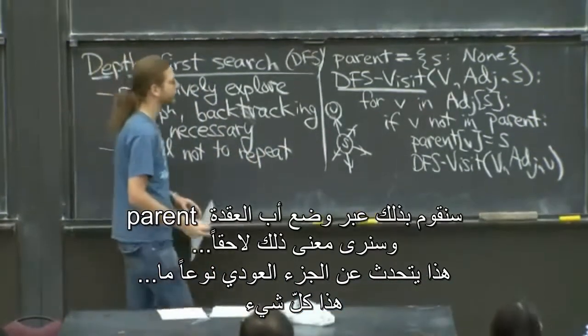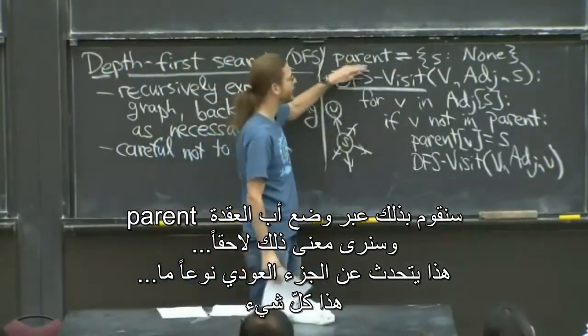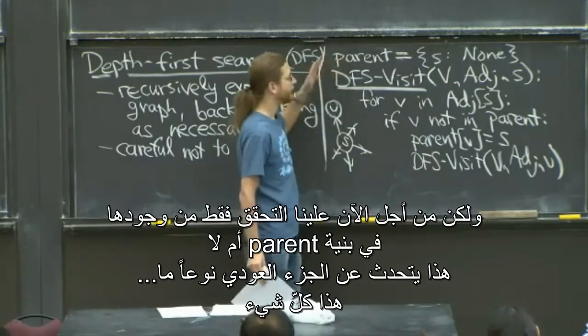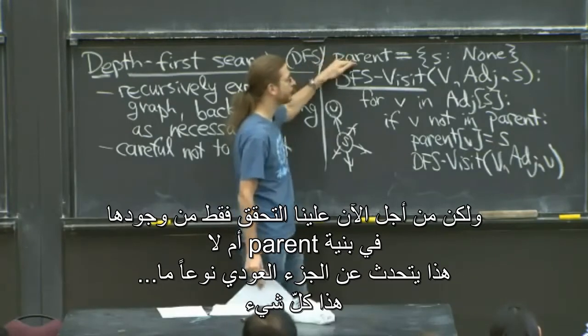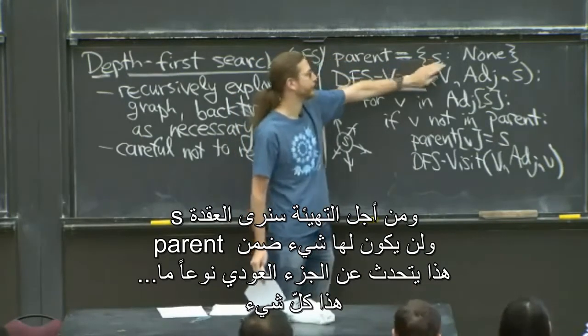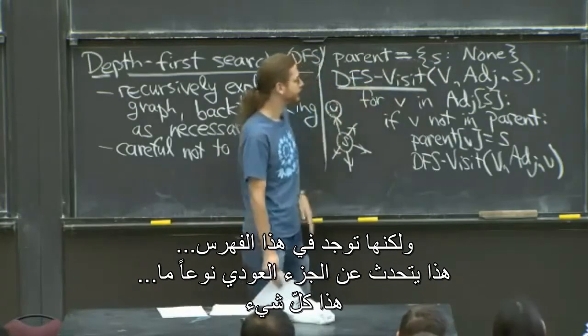So the way we're going to do that is by setting the parent of a node. We'll see what that actually means later. But for now, it's just, are you in the parent structure or not? Initially, we've seen S, so we give it a parent of nothing, but it exists in this dictionary.